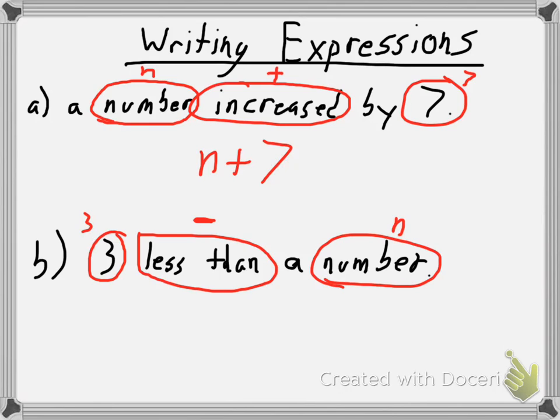So I end up with 3 less than a number. Now, here's where it gets tricky. Anytime I see the word than, less than, more than, that means I need to switch the order around that it tells me in the problem. So instead of having 3 minus n, because I see the word than, I need to switch those around. So it needs to be n first, minus 3. 3 less than a number. Our number minus 3. Again, anytime I see the word than, that's telling me that my order needs to flip.